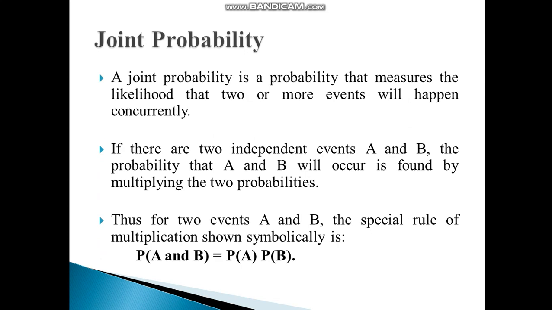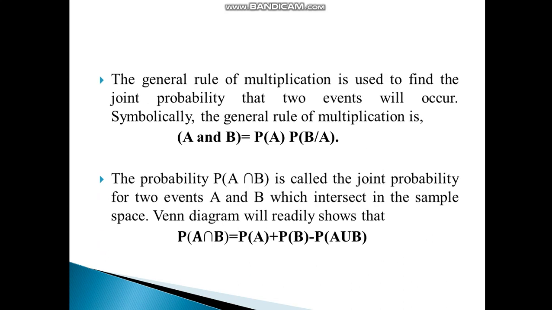Joint probability. Joint probability is the probability that measures the likelihood that two or more events will happen concurrently. If there are two independent events A and B, the probability that A and B will occur is found by multiplying the two probabilities. Thus, for two events A and B, the special rule of multiplication is P of A and B equal to P of A into P of B. The general rule of multiplication is used to find the joint probability that two events will occur. Symbolically, P of A and B equal to P of A into P of B given A.